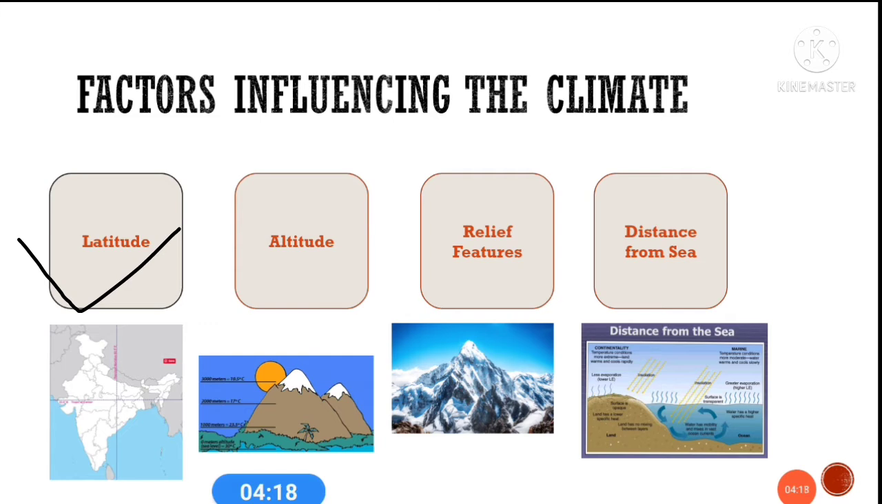of India, or the southern part of the Tropic of Cancer, experiences warm tropical climate, whereas the northern part of India experiences subtropical type of climate, where summers are hot and winters are cold in some parts of northern India. So this is how the latitude of India controls the climate of India. Secondly, altitude.